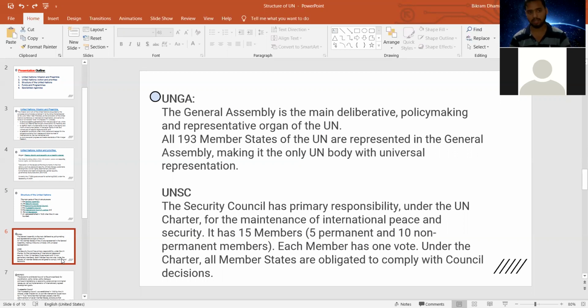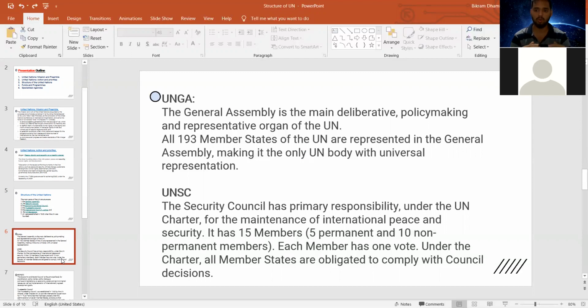As we have already mentioned, there are 193 registered members in the United Nations General Assembly, but only 15 members represent the Security Council, the next organ of the United Nations. Five members are permanent members: the USA, UK, Russia, China and France. They are the veto powers, which means they have the power of negative votes.